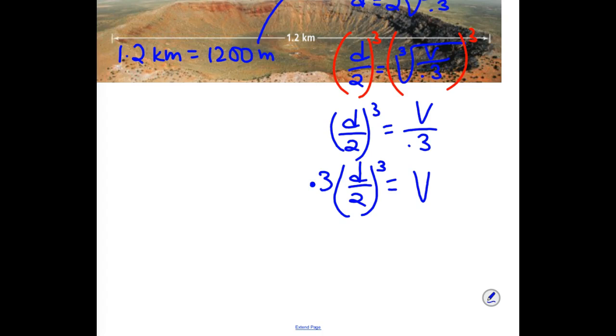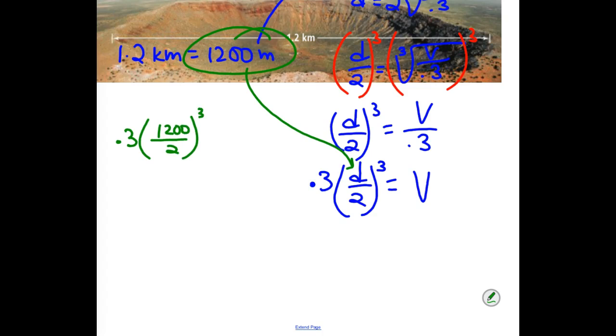Okay, now we can dump in our 1200 for our diameter. Okay, so we're going to have 0.3 times 1200 divided by 2 to the third power. 1200 divided by 2 is 600. Take 600 and cube it, and then multiply by 0.3.